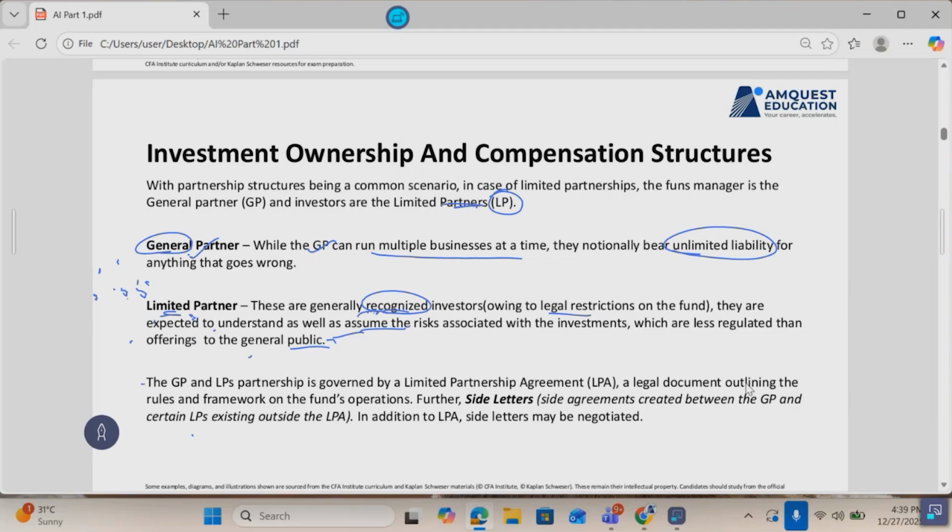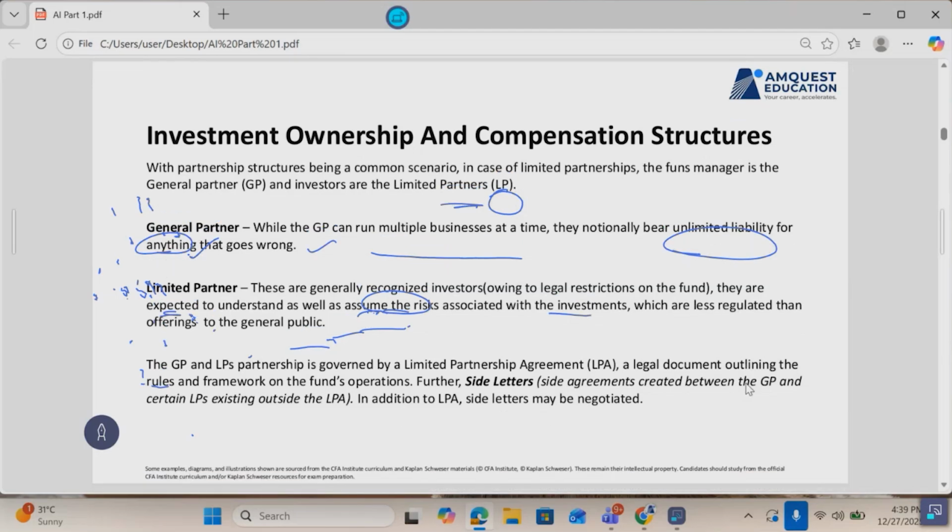So the GP and LP partnership is governed by the Limited Partnership Act agreement, like the LLP, where they say, boss, take care, this is the structure. You have one GP, several LPs, and with that you have formed your firm.